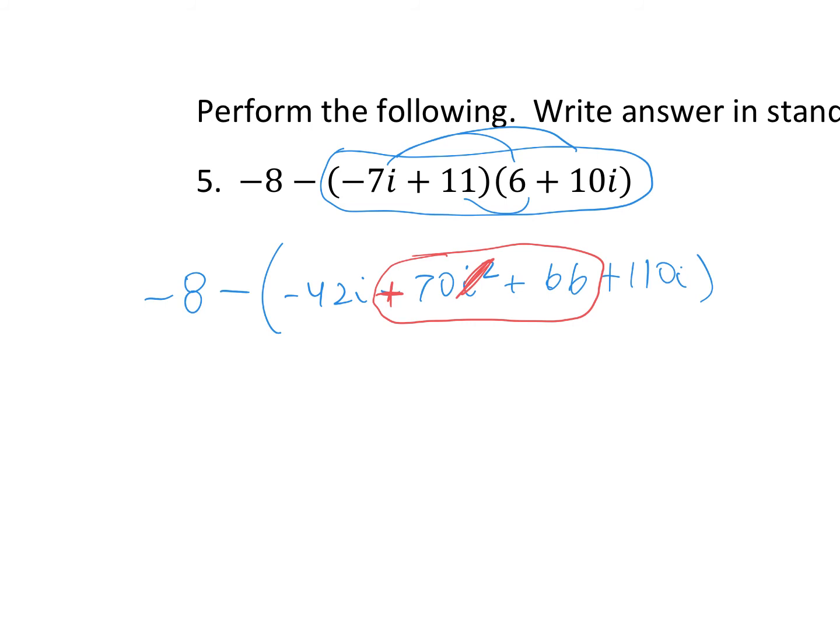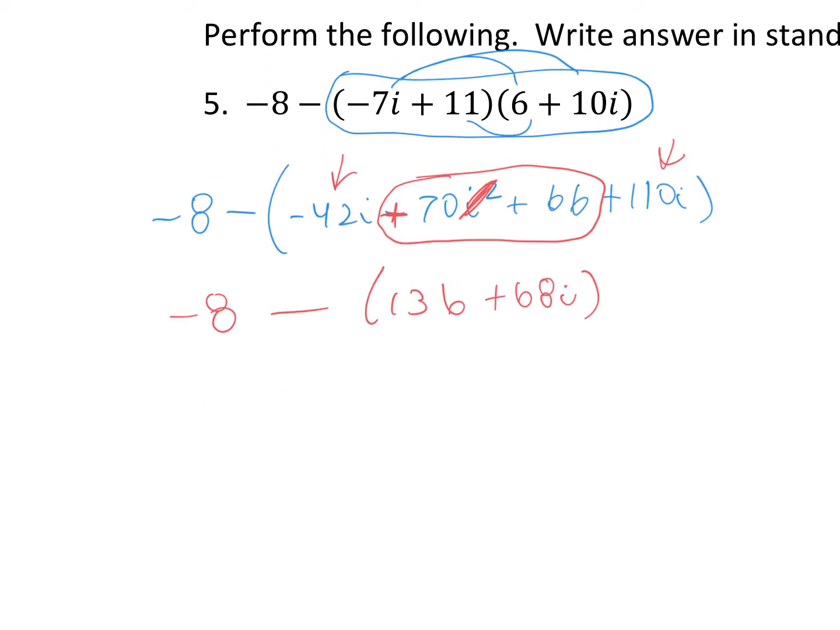What is 70 plus 66? 136. And then what's negative 42i and 110i? Plus 68i. And then you still have this negative 8 minus out here. Good job. Now, before we go and combine all this, what do I have to do with that negative sign? I have to distribute it. So I have negative 8 minus 136 minus 68i.